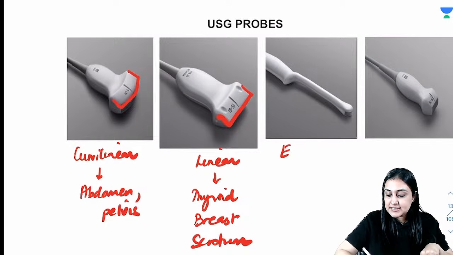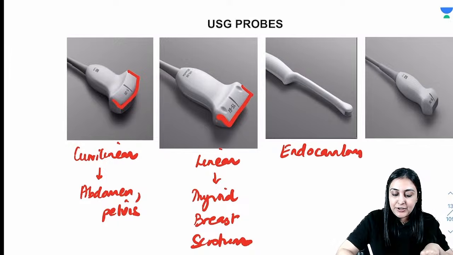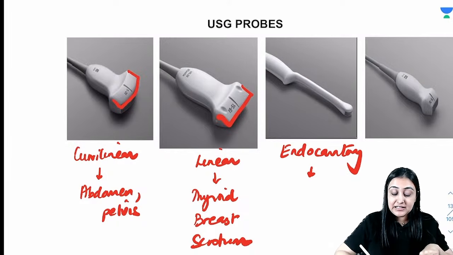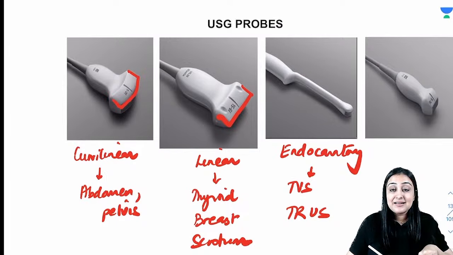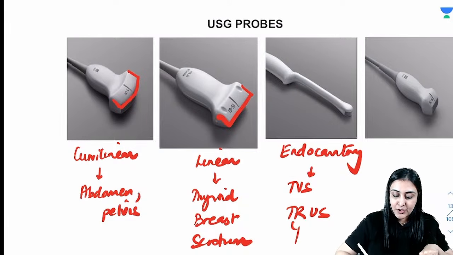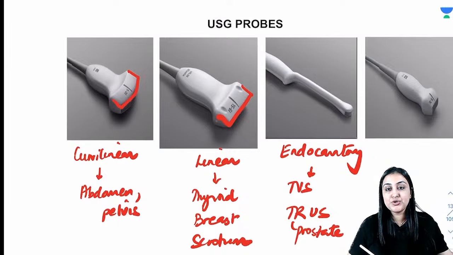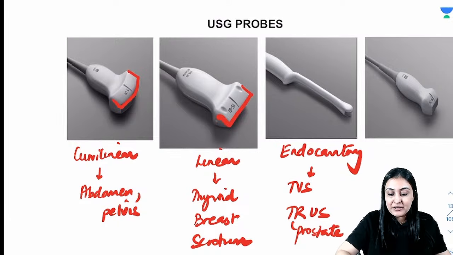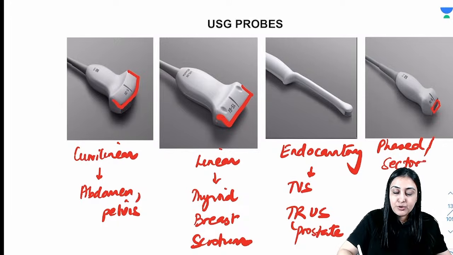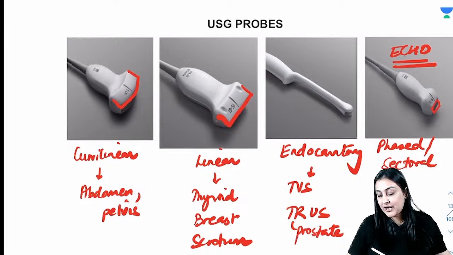What is this probe? This is the endocavitary probe that can be used for cavitary ultrasounds like TVS, transvaginal ultrasound, and TRUS, transrectal ultrasound. Where do you do a TRUS? TRUS is useful for the prostate, so for prostate evaluation we do a TRUS. We can also do TRUS-guided biopsies for the prostate. And this small footprint is called a phased array or sectoral probe that I use for echocardiography, so this is used for the heart. These are our 4 probes. Everybody needs to know this.